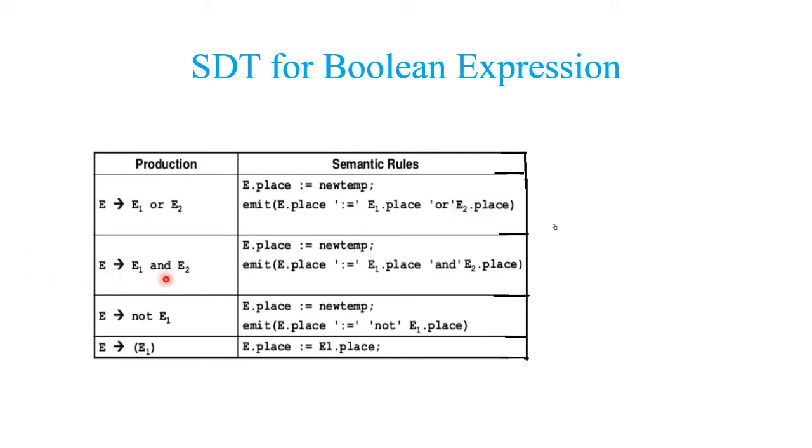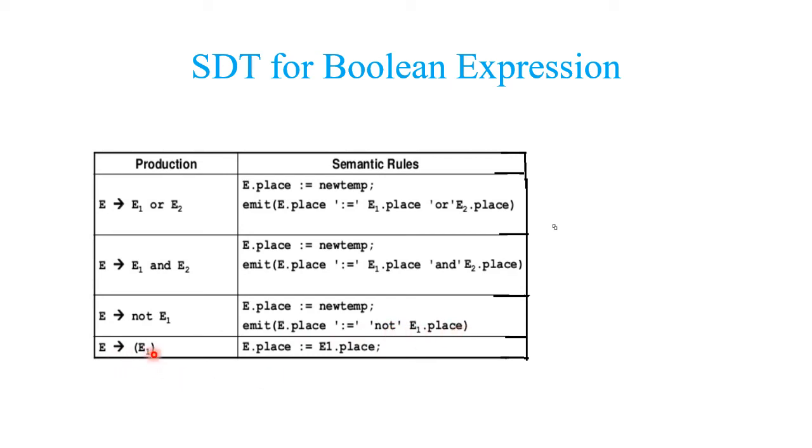E gives E1 and E2. E dot place equal to new temporary variable. Then we have to create the three address statement. Emit E dot place equal to E1 dot place and E2 dot place. E gives not E1. For storing the result, we need a temporary variable that is created by new temp. E dot place equal to new temp. Emit E dot place equal to not E1 dot place.